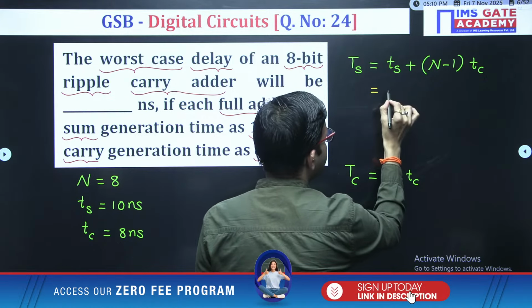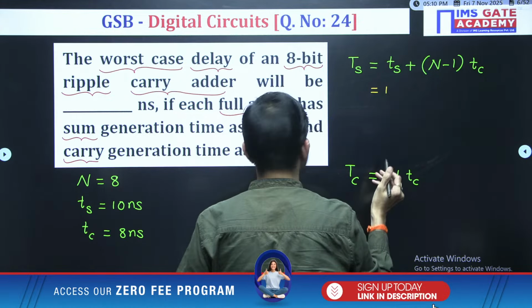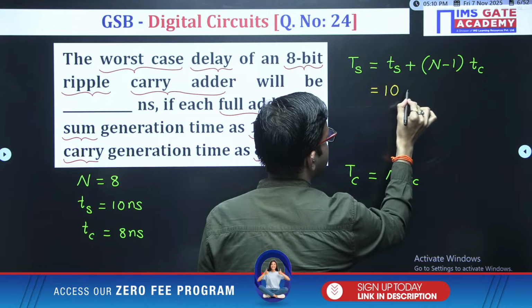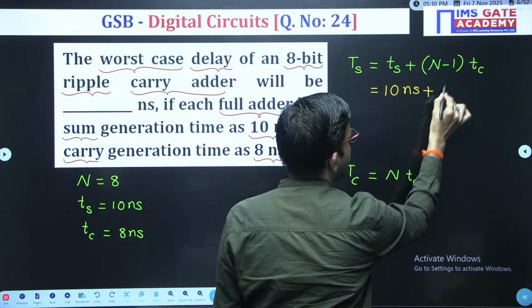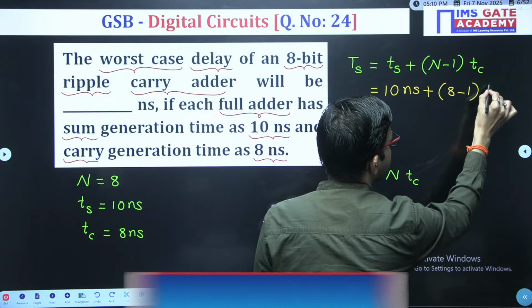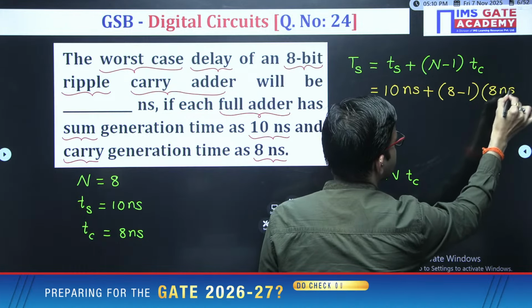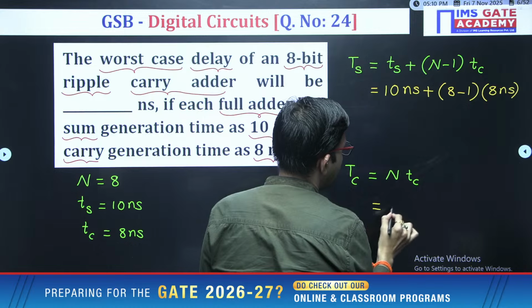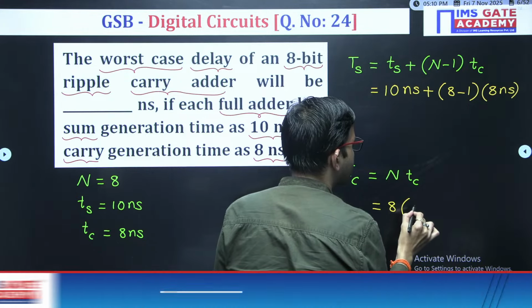So Ts is 10 nanosecond. Then 8 minus 1, and Tc, the carry delay, is 8 nanosecond. Similarly here, the n value is 8, and the carry delay is 8 nanosecond.